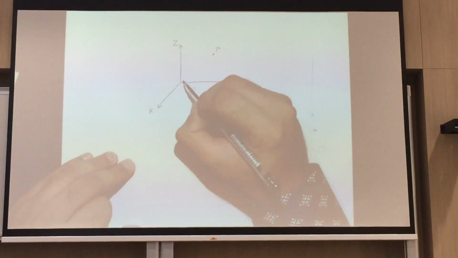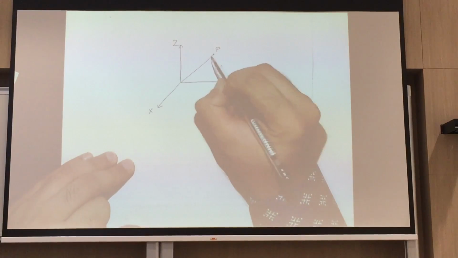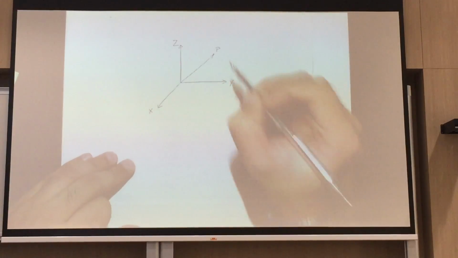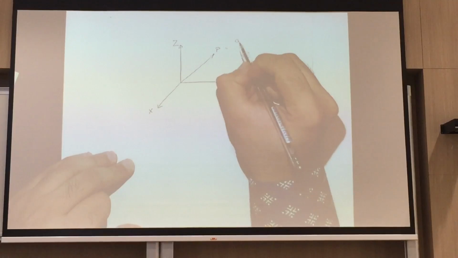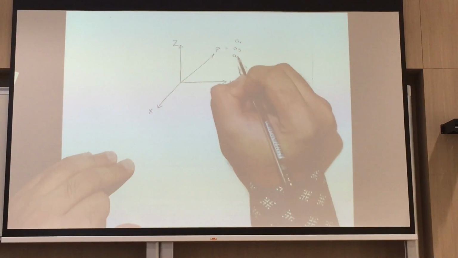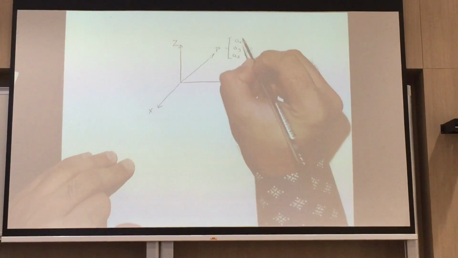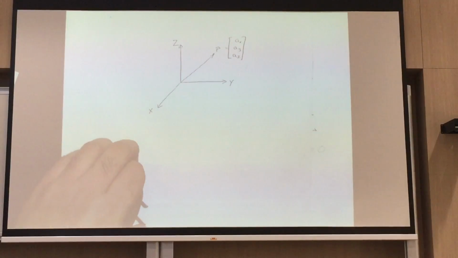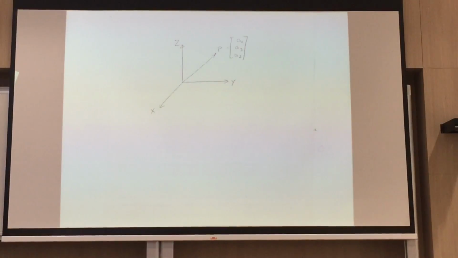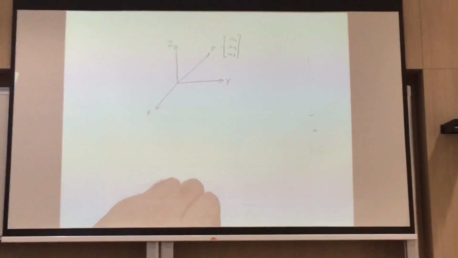Point P that I want. I have one vector which goes here, and I can represent it as AX, AY, AZ. This is a matrix format. What you see here is a single line. The IJK here represents I is for X, J is for Y, K is for Z axis.